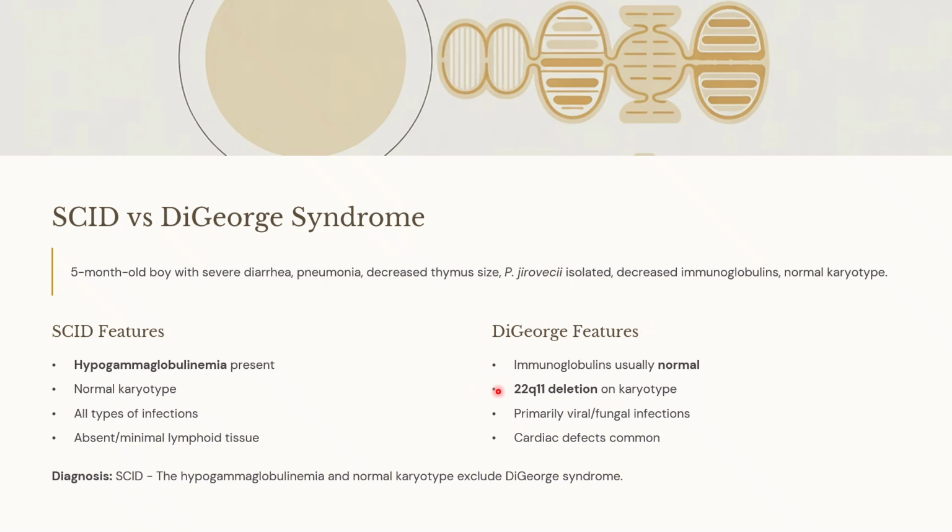In DiGeorge syndrome, it is particularly a 22q11 deletion on karyotype, and since T cell deficiency is predominant, it presents with primarily viral or fungal infections. It is also associated with cardiac defects.